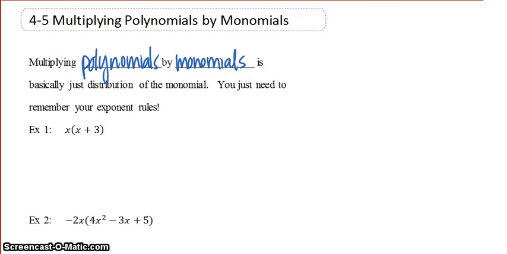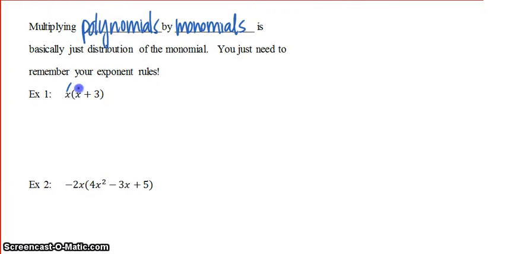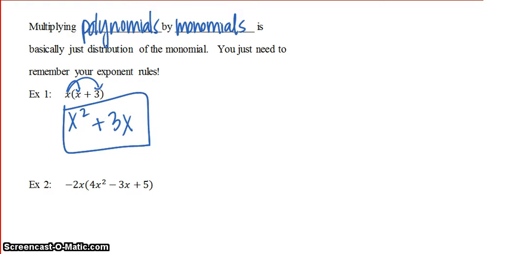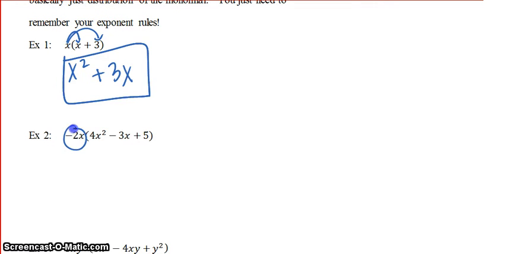So again, I'm going to take x times x, which is x squared, x times 3, 3x. Simple enough. Okay. Negative 2x times 4x squared. I have to do my numbers, so it would be negative 8. And I have x times x squared. Same base, so I'm adding the exponents, 1 plus 2 is 3, so x to the third.